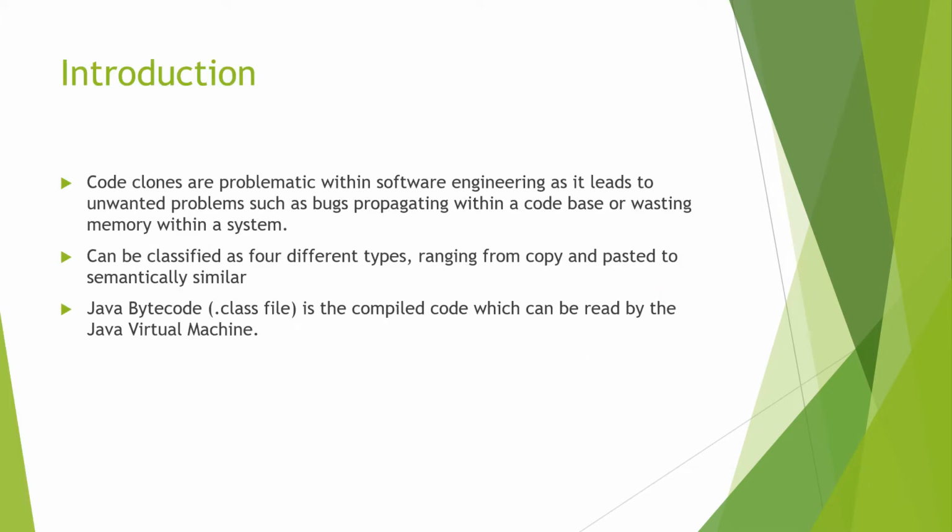Code clones are problematic within software engineering as they lead to unwanted problems such as bugs propagating within a codebase or wasting memory within a system. It also goes against the standard practice of object-oriented programming. Code clones can be classified as 4 different types, ranging from copy and pasted to semantically similar. Java bytecode as well is the compiled code which can be read by the Java virtual machine.